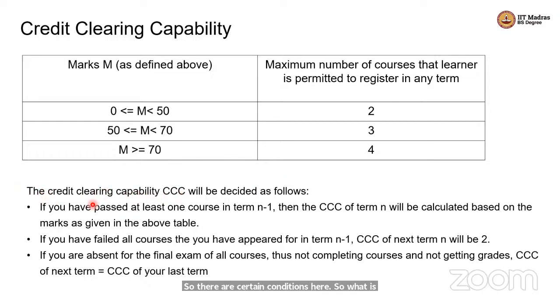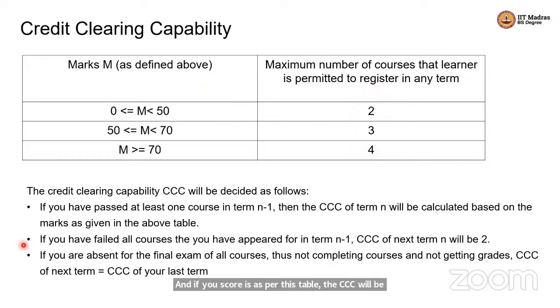The credit clearing capability says that if you have passed at least one course in, say, term 2 minus 1. So next term is the second term, right? January term is the second term. So if you have passed in this term, that is term 1, then the CCC of term 2 will be calculated based on the marks given in the above table. So at least in one of the courses you should have passed, and if your score is as per this table, the CCC will be as per this.